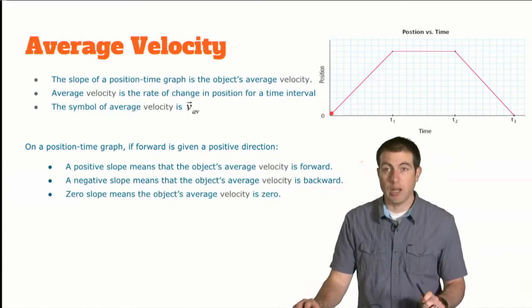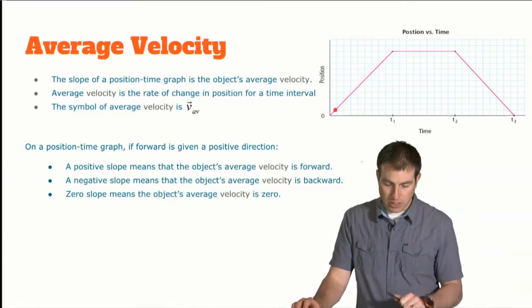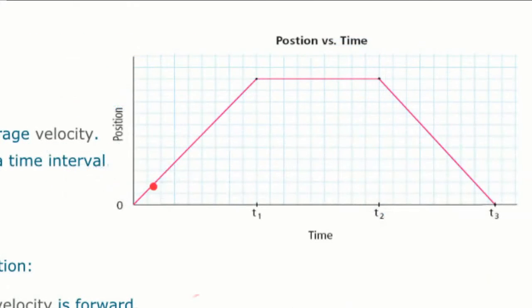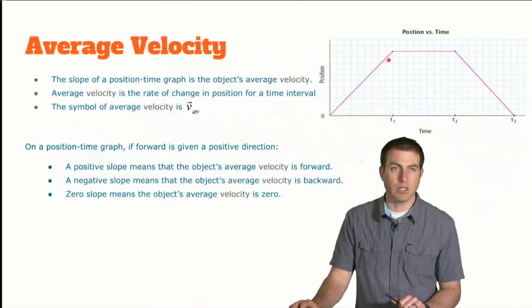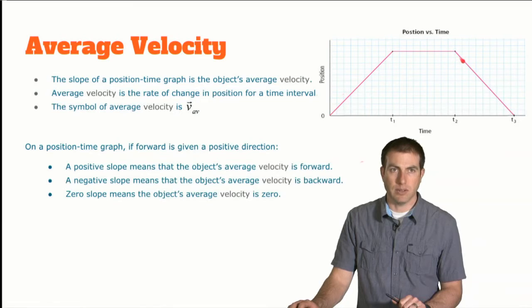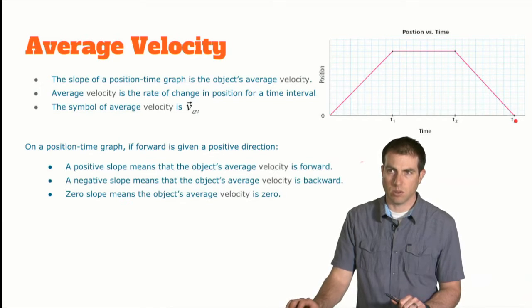So if I were to describe the object here, I'd say the object was moving away from where it started. Maybe then the object took a little break, and then the object moved back to where it started. At 0 position, 0 seconds, at t3, it's back to where it started. It has the same position. So again, the object rolls away from the initial position, stops, and then rolls back to where it started.